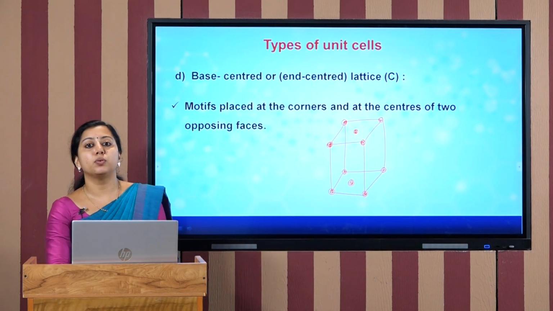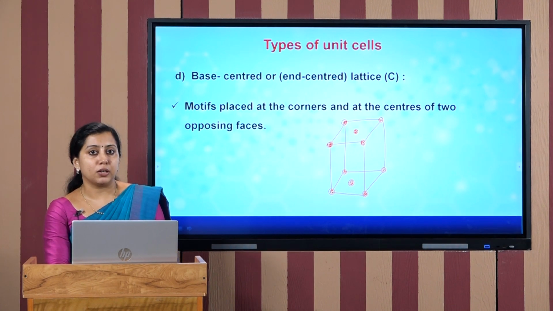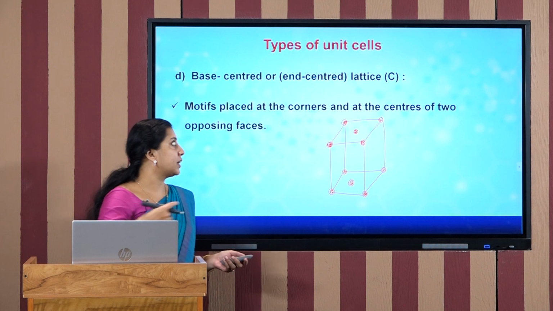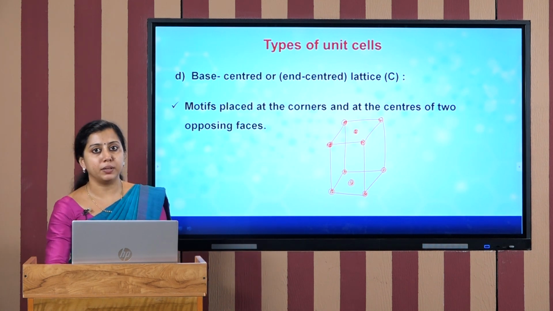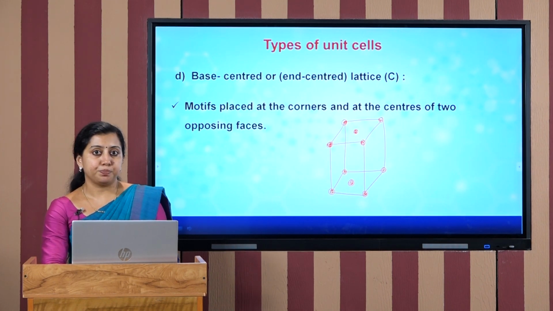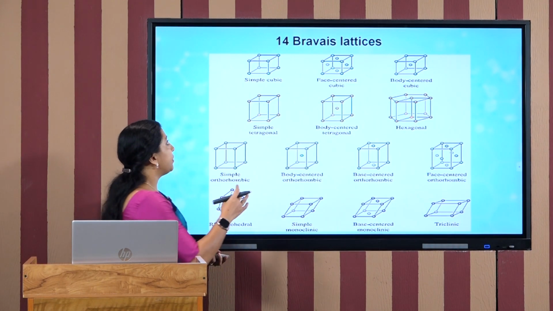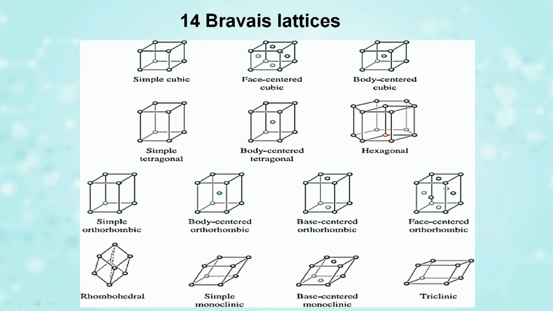So, such a type of unit cell is called a base centered or end centered unit cell or end centered lattice, and generally represented as C, or it can also be A or B. Okay. So, these are the 4 general types of unit cells. Now, coming to the 14 Bravais lattices. If we take a simple cubic system, we have the atoms placed at the corners, that is a primitive type. We have a face centered type and also we have a body centered type.